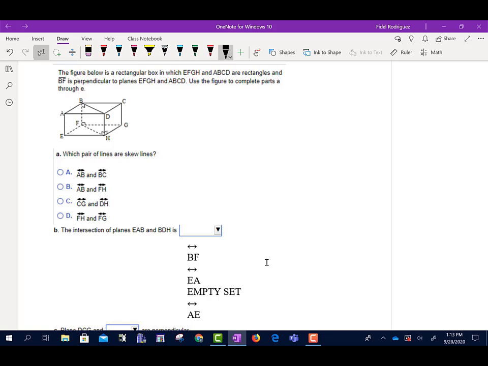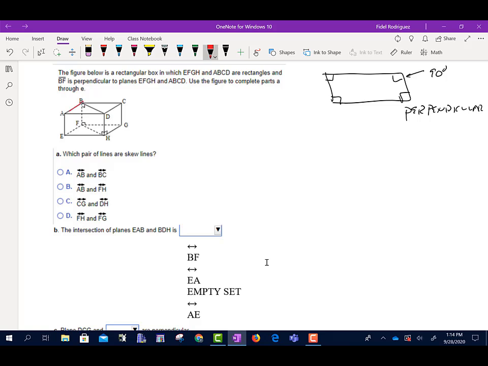Okay, so guys, just a little symbol. When you have something that looks like this and you see these little squares here, it just means that these things here are 90 degrees, and 90 degrees is the same thing as what we call perpendicular. Okay. All right. So part A says, which pair of lines are skew lines? Okay, so skew lines, guys, are going to be in different planes, okay? Different planes. So let's take a look at the first one, AB.